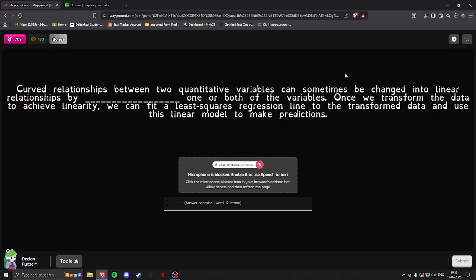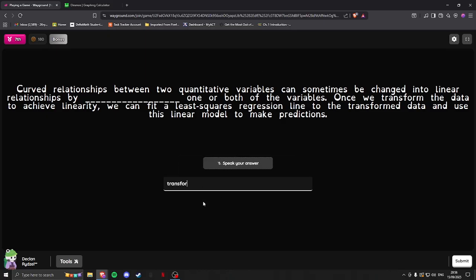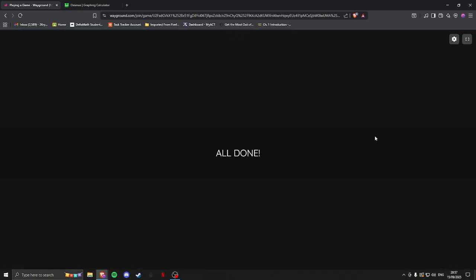Curved relationships between two quantitative variables can sometimes be changed into linear relationships by transforming one or both of the variables. So that was doing what we did earlier with the +7, -7, -6, and then also taking logarithms of stuff. So applying a function, or applying an operation, I should say, to a regression line or a function will transform it in some way. I believe that is it.